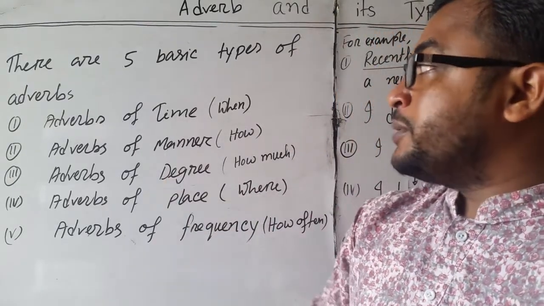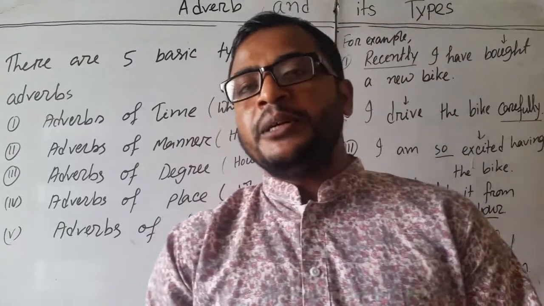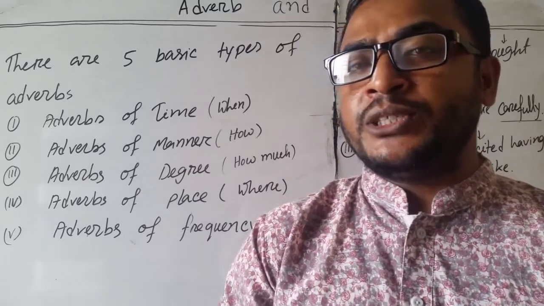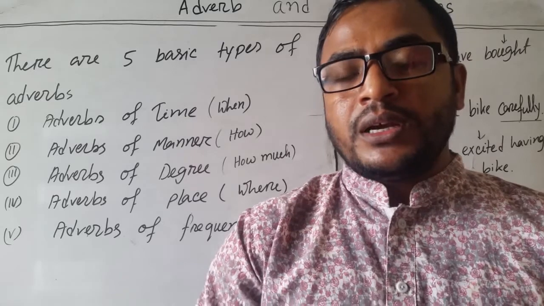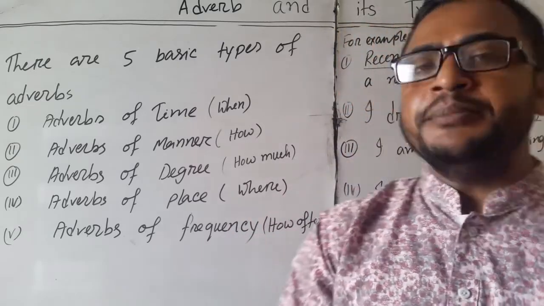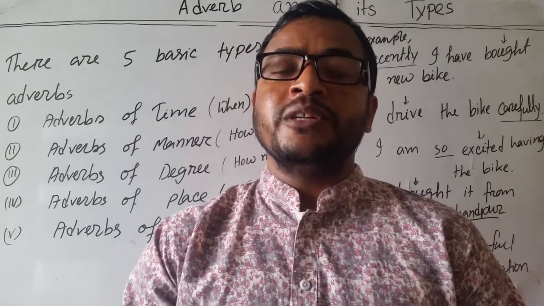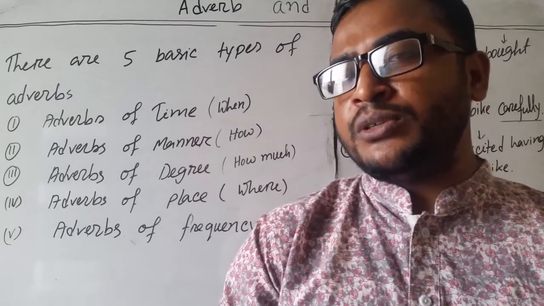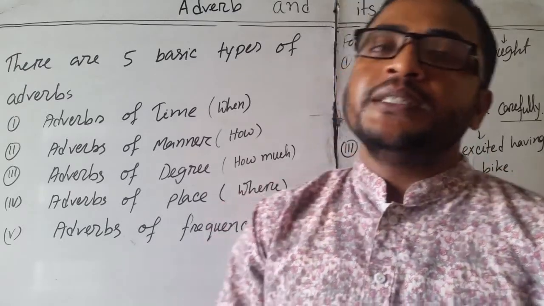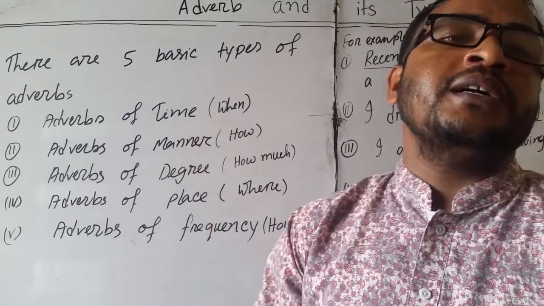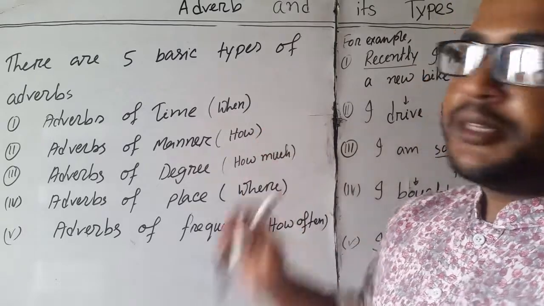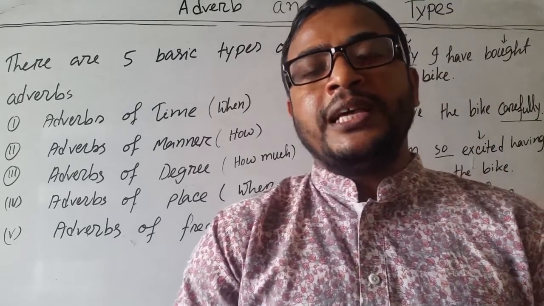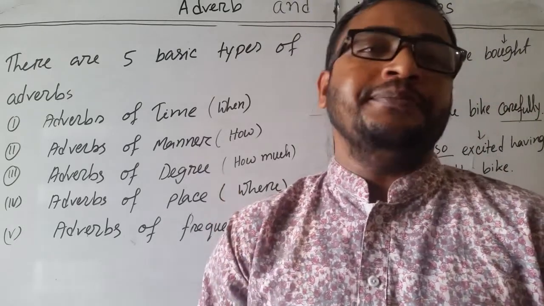So, adverbs of time. Adverbs of time will give us information when the action took place. Adverb of time tells us more information about the action, when the action took place. That means it will provide the answer of when, and the answer will explain a time.